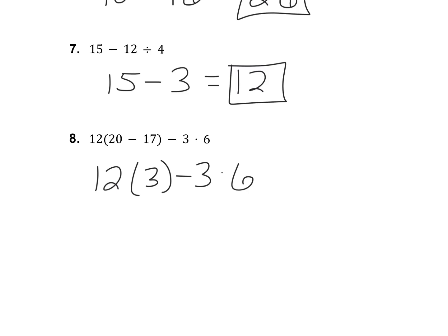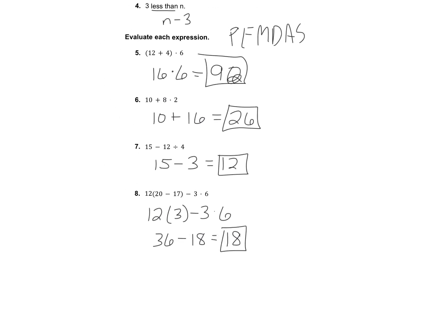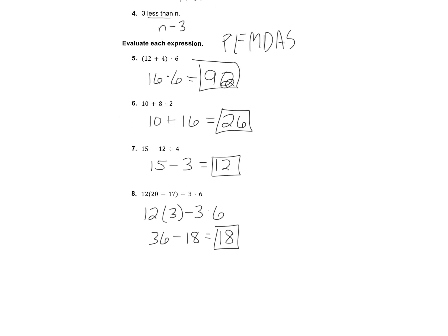12 times 3, then 3 times 6. What's 3 times 6? 18. 36 minus 18 is 18. Okay, show all those steps. It saves you from making silly mistakes.